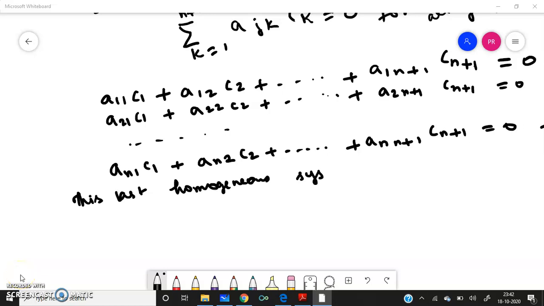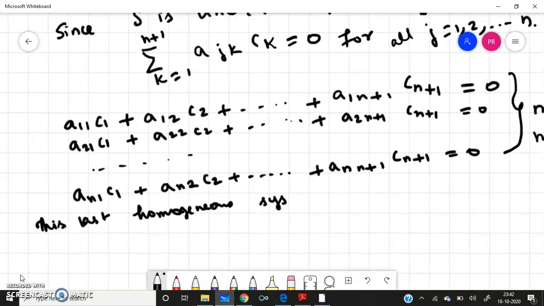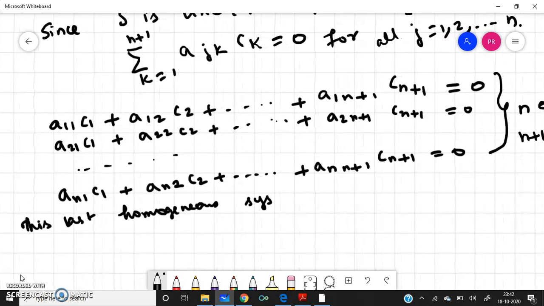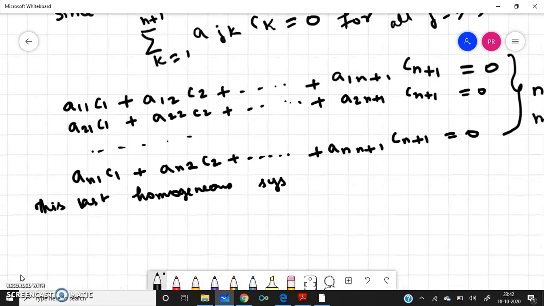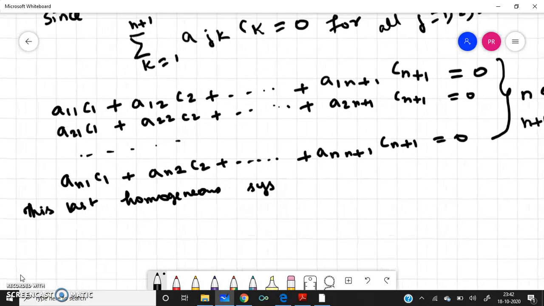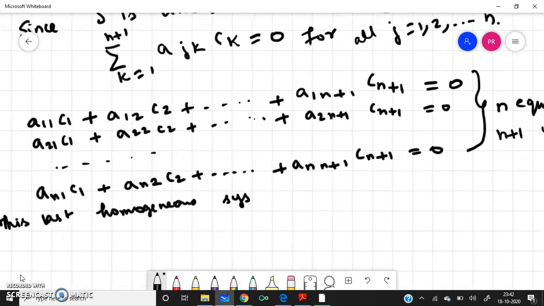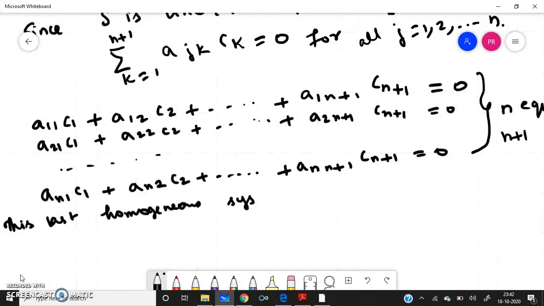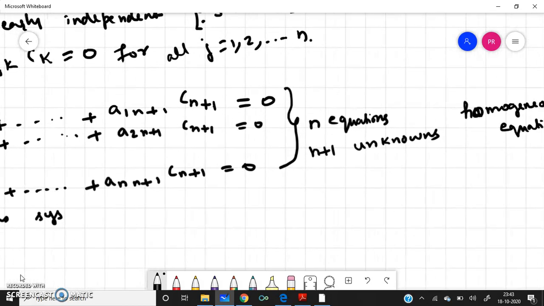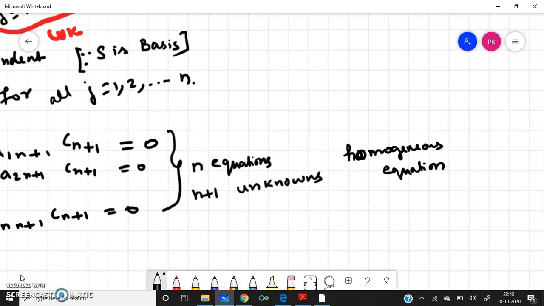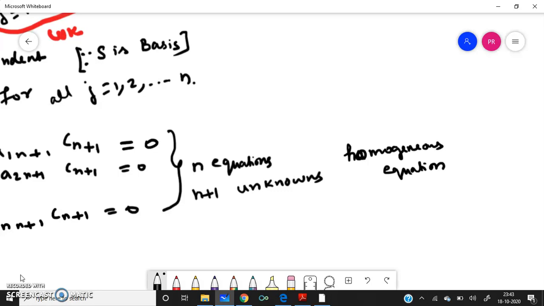Okay, what we have seen in the previous class is this: a11 c1 and so on to a1(n+1) c(n+1), and in the same way an1 c1 and so on to an(n+1) c(n+1). So there are n equations, because a1, a2 and so on to an. Therefore n equations. How many unknowns? c1, c2, and so on to c(n+1). So there are n equations and n plus 1 unknowns.